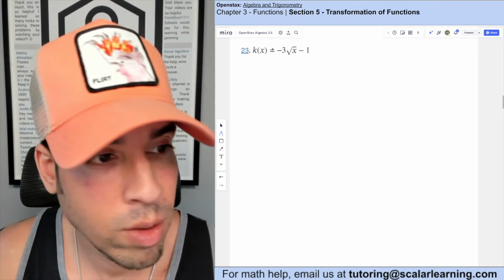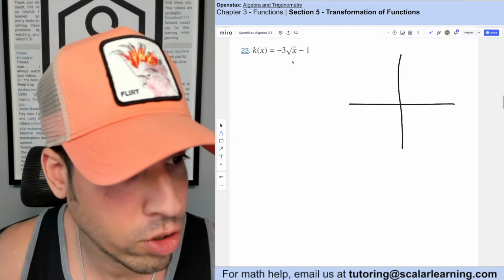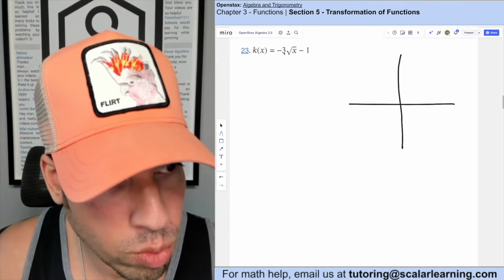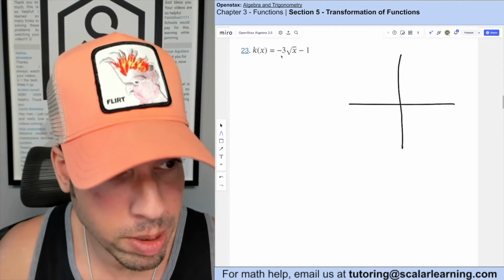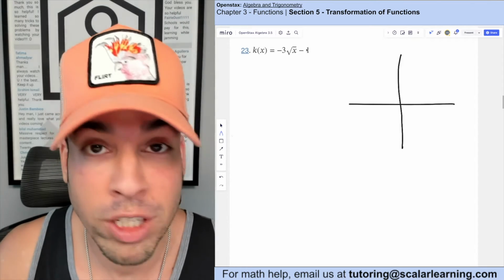So first, let's understand what this function is. It's a square root function, and there's a couple transformations occurring. Number 1, there is a negative here. Number 2, we've got a constant out here that's going to be a vertical stretch. And last but not least, we have this vertical shift down by 1.